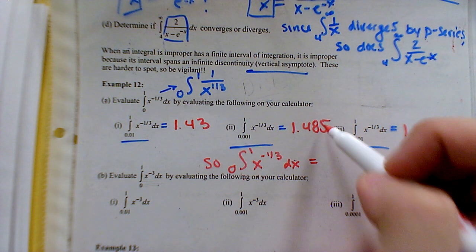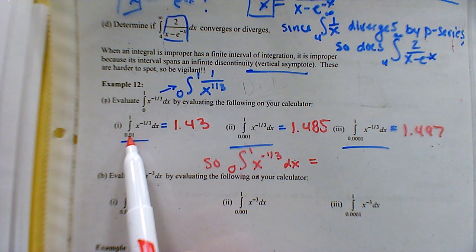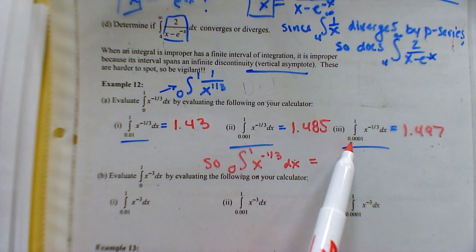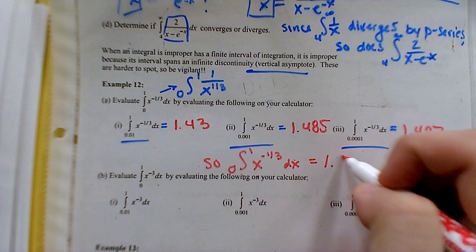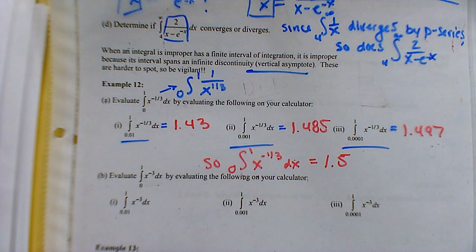So based off those integral values, notice how the closer we get to 0, the closer we get to that asymptote. Can we make a guess as to what the area might be from 0 to 1, even though the area is bumped up against an asymptote? I'd say 1.5, yeah. Sounds good.